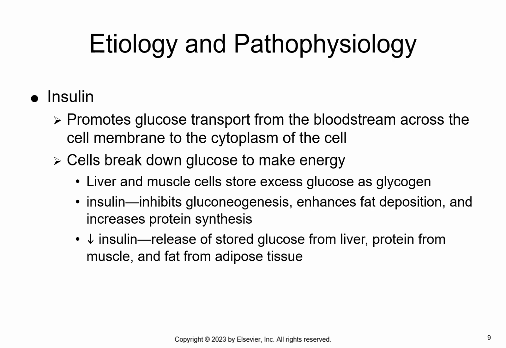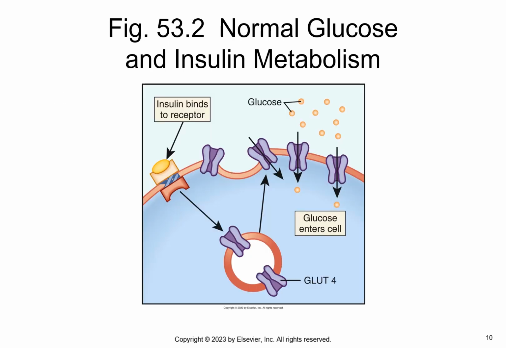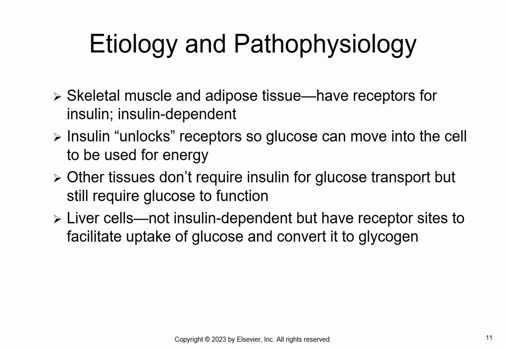So your skeletal muscle now and adipose tissues have specific receptors for insulin and are considered insulin-dependent tissues. We look at slide 10, and it gives us an idea of what's happening there. Let's go on over to skeletal muscles and adipose tissues, where I started, which have receptors for insulin. They are insulin dependent. Insulin is required to unlock receptor sites, allowing the transport of glucose into the cells to be used for energy.